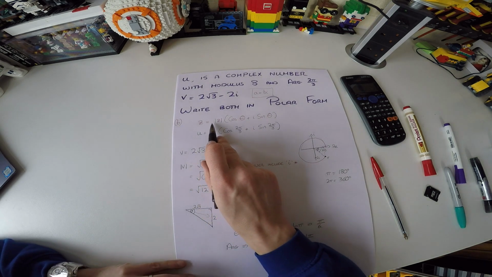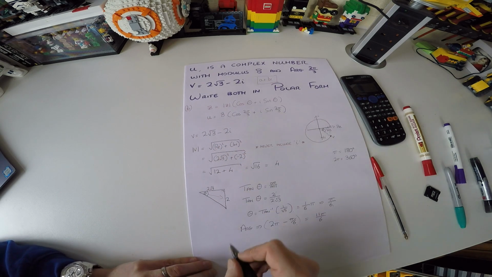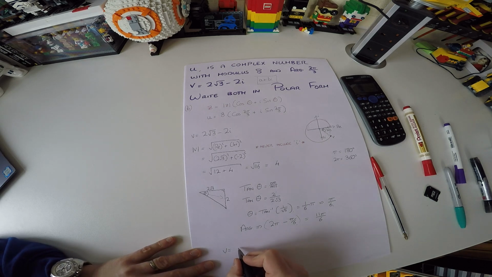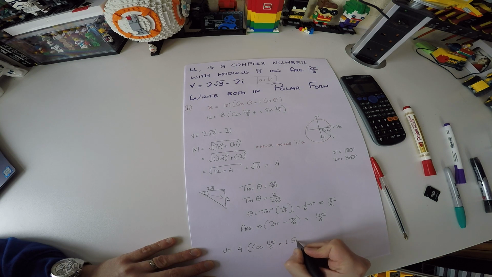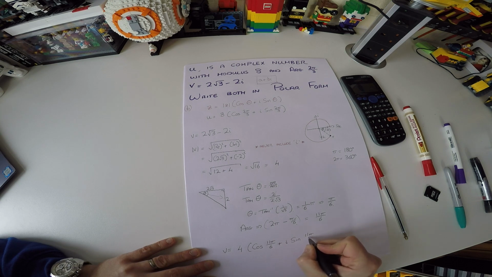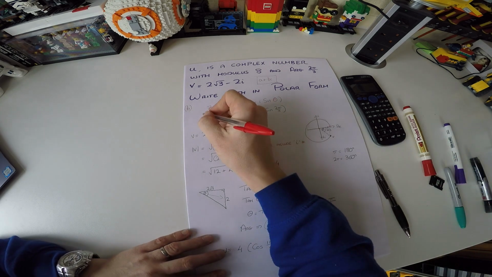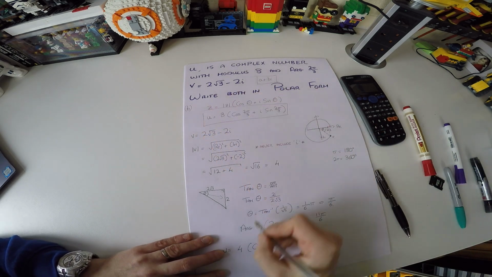So to write it in polar form, we need the modulus and the argument. So therefore v is equal to, and then the modulus being 4 times the cos of the argument, which is 11 pi over 6, plus i sine 11 pi over 6. There you have it. That's part B done.